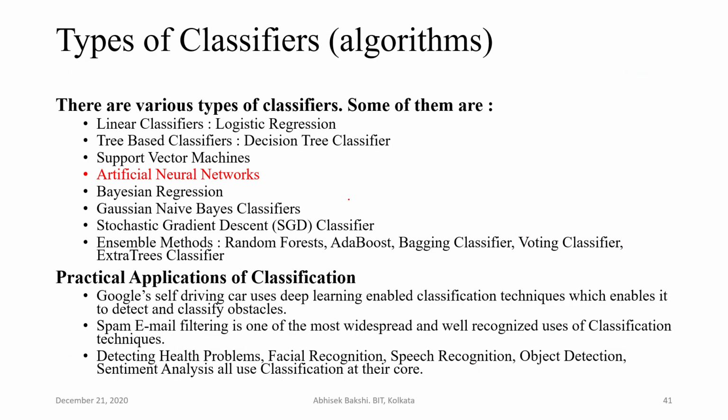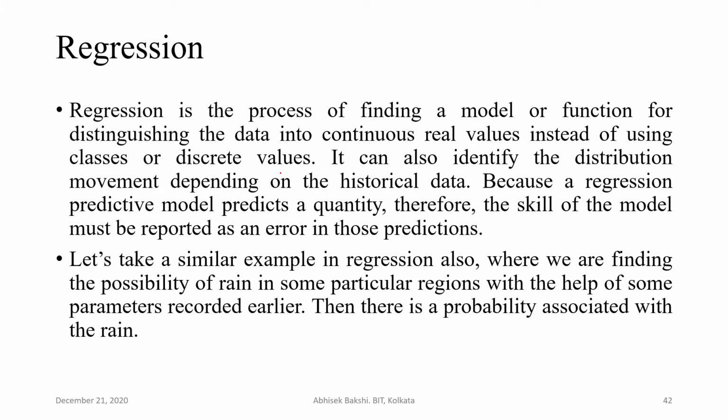Now we have various types of classifiers in machine learning that we have listed over here also. But among these various types of classifiers, we will use the artificial neural network for our case, right? So now let's go to the regression problem. What is regression? Regression is the process of finding a model or function for distinguishing the data into continuous real values instead of using classes of discrete values.